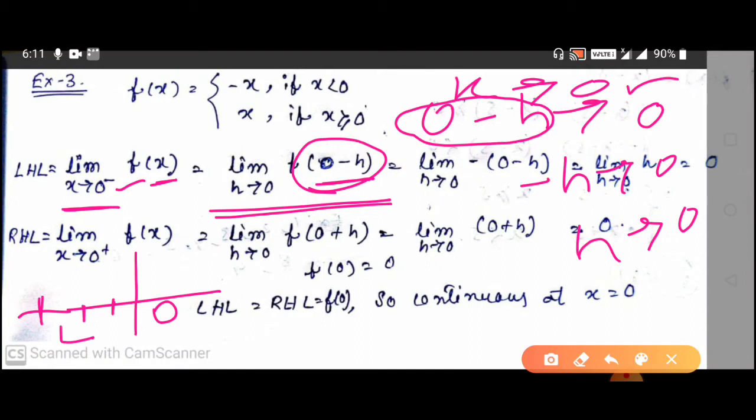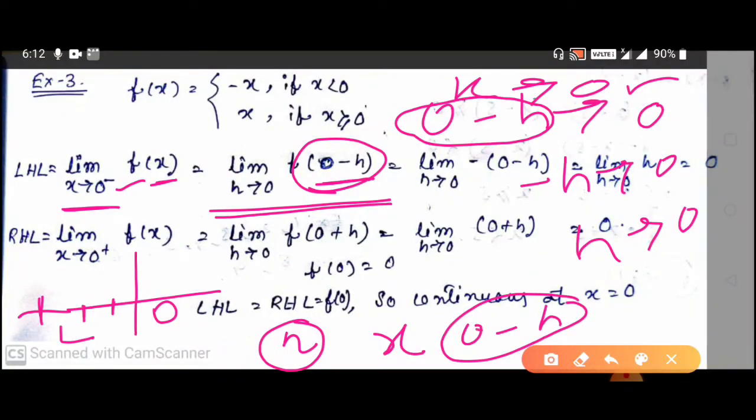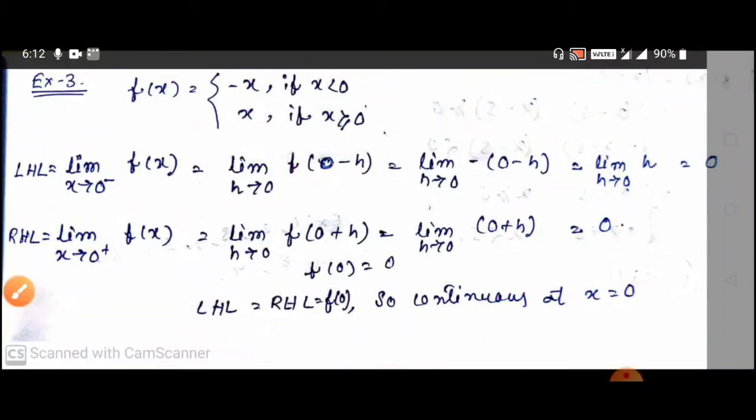So we are considering a small number. Whenever the small number is h, then we can say x will take the value 0 minus h. That means less than 0, and how much less? h less. Okay. Now we have to consider the function, that is, which value of f(x) we have to take, minus x or x.